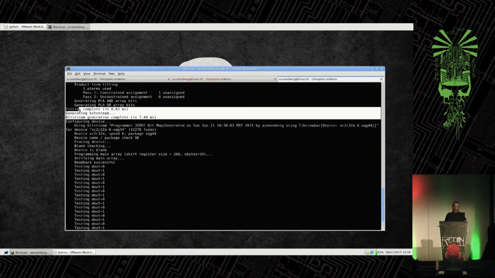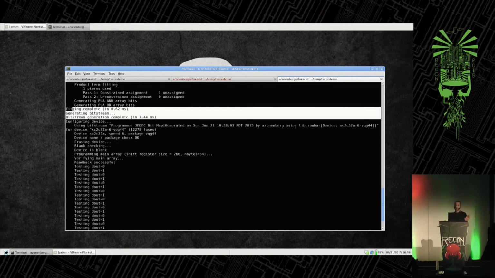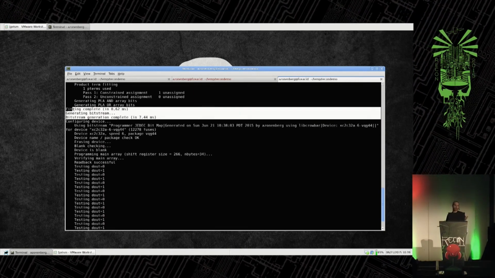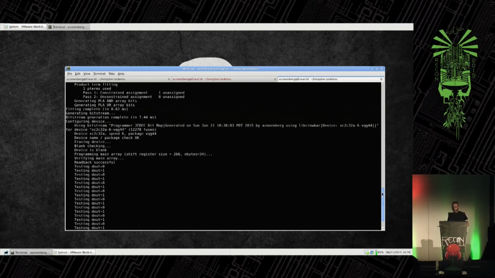Then we finished generating the bitstream. That's kind of slow right now. It took a couple of milliseconds. I'm pretty sure I can optimize this. Mind you, this is a debug build with profiling turned on, so it'll be a lot faster if I actually compile with optimizations. Then we actually configure the device.